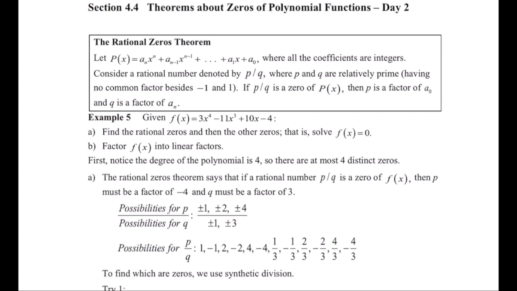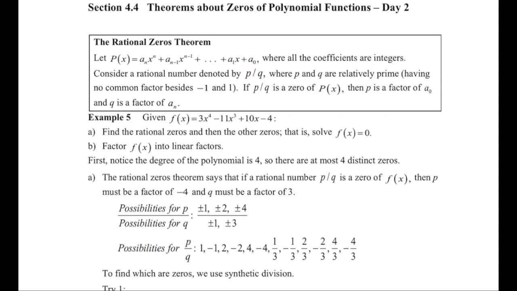So there's this thing called the rational zero theorem. It says that if we put our polynomial in descending order and all of our coefficients are integers, which normally they are, we can denote P over Q, where P and Q are relatively prime, having no other common factor besides -1 and 1. So if P divided by Q is a zero, then P is a factor. So let's jump into that.